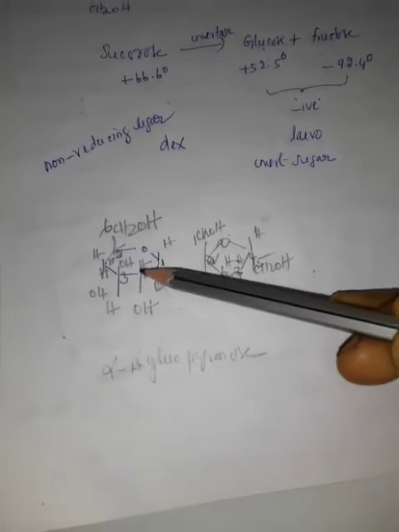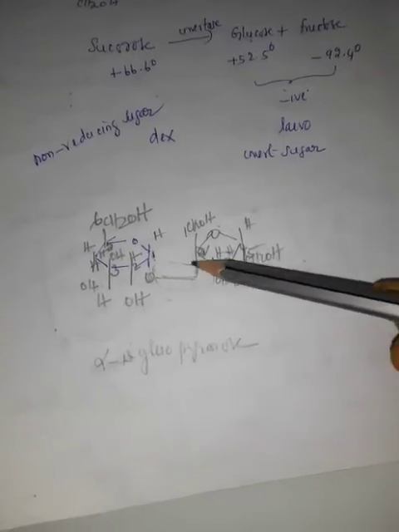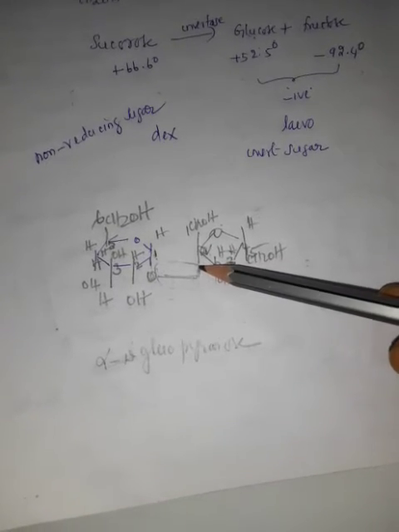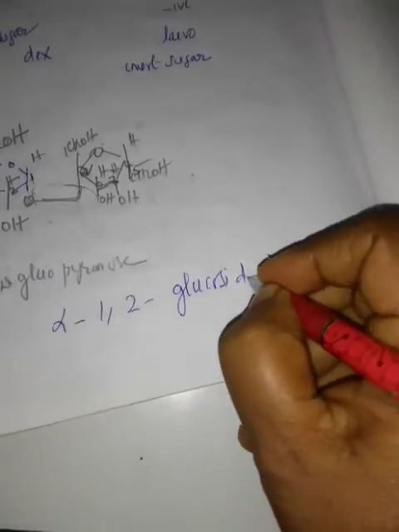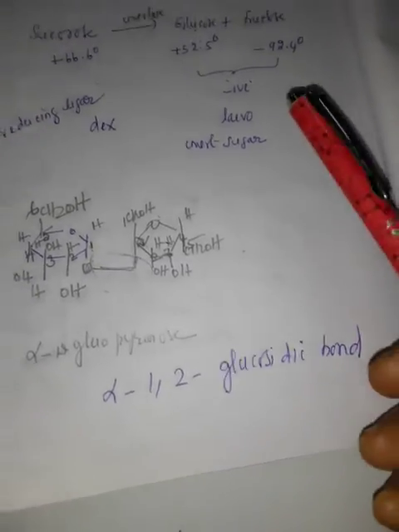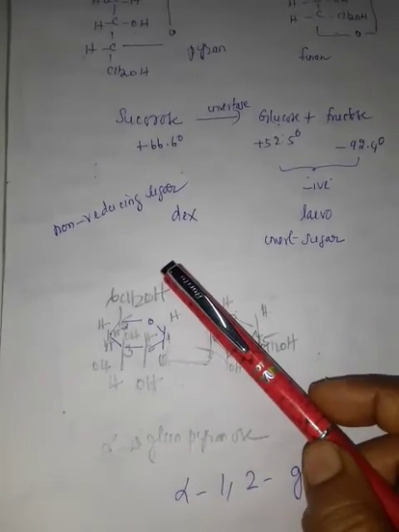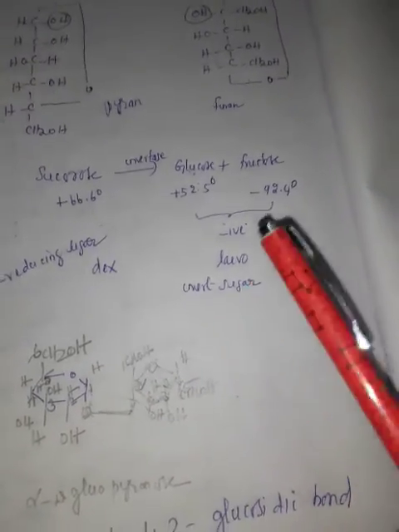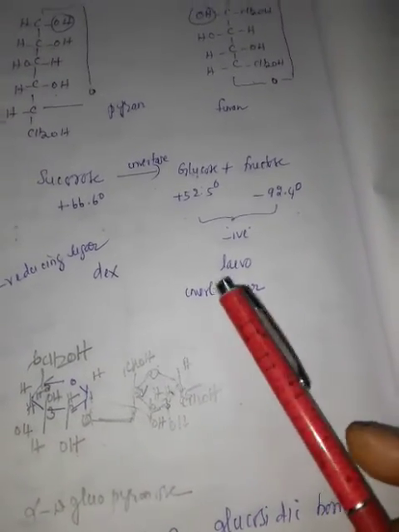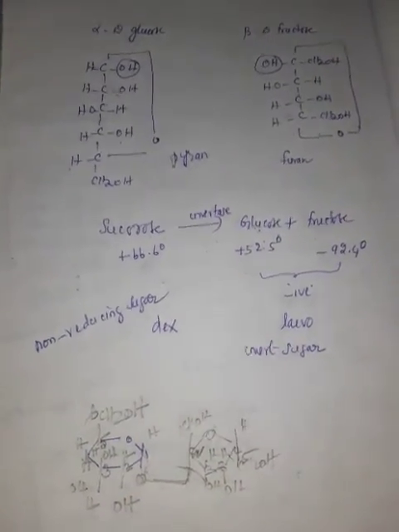Carbon 1 of alpha D glucose is joined to C2 of beta D fructose. That bond formed is called the alpha 1,2 glycosidic bond. So here the dextro form changes to a levo form because the net rotation is negative. This is called invert sugar or invertase. That you should not forget. And here there is no free aldehyde group, so it is also called a non-reducing sugar.